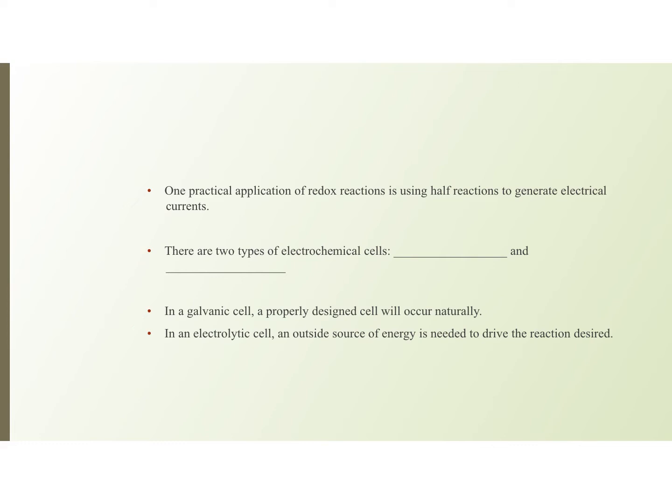Okay. Now, there are two types of electrochemical cells, which involve redox chemistry and half reactions. And the first type is called a galvanic cell, while the other one is called electrolytic. Okay, in a galvanic cell, a reaction will happen naturally. We say spontaneously. It will happen without any kind of assistance.